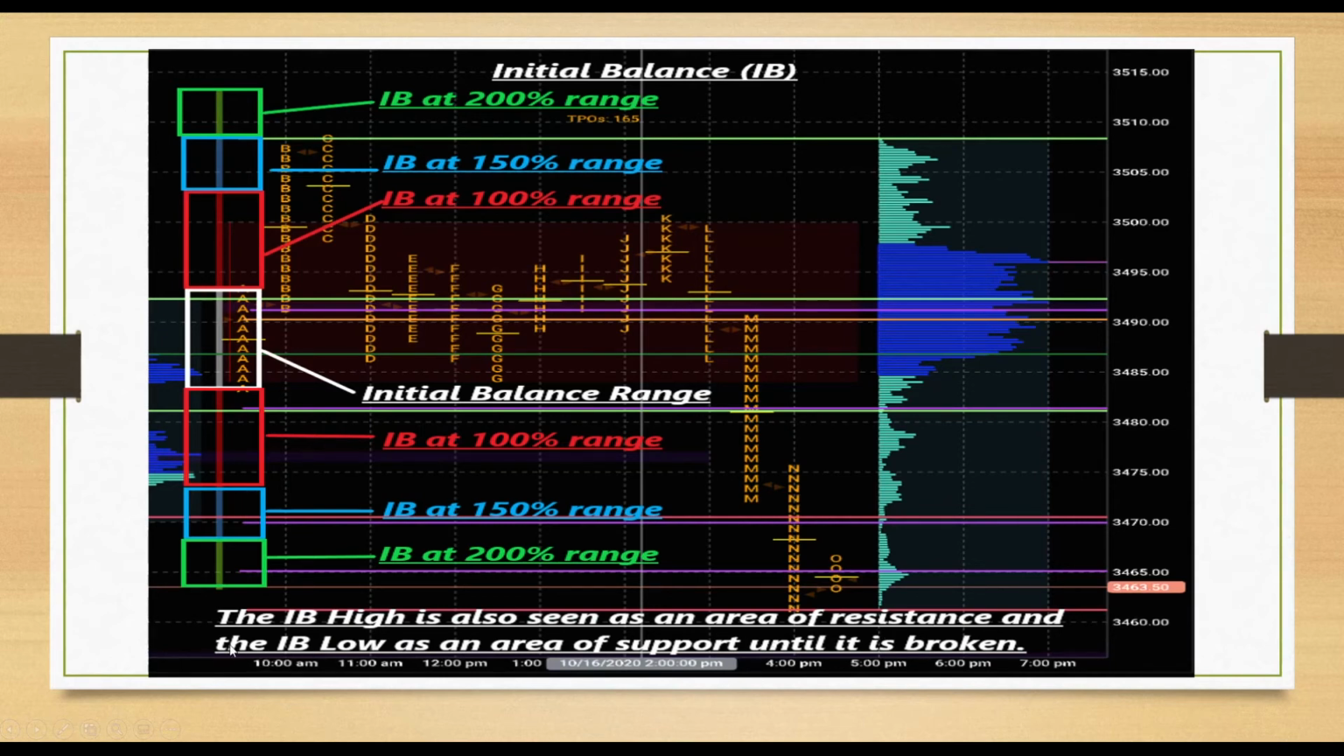Your initial balance is that white square right there in the center, which is your range starting the day, like the first half hour. You see the A periods going right there. That's your initial balance range. If B prints above that, it's breaking a resistance, and you can go long. And the red box is 100% range, and this is the range below A.